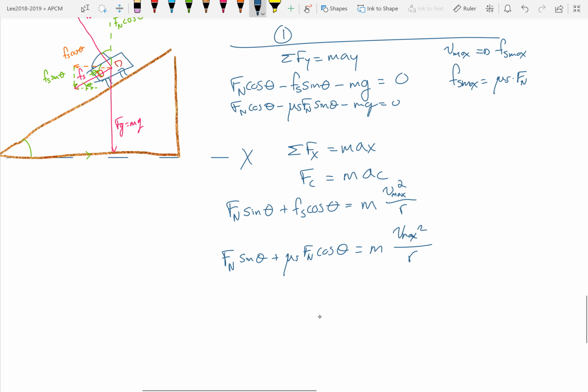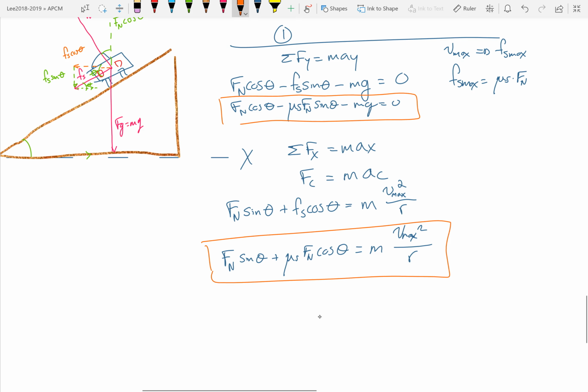So I think I'm going to set both of these equations I've found that I'll box in orange real quick. I'm going to solve for normal force for each one of those equations, and then since they'll both be equal to the same thing, they'll be equal to each other, and that will get rid of normal force, and I think that's the way I want to do it.